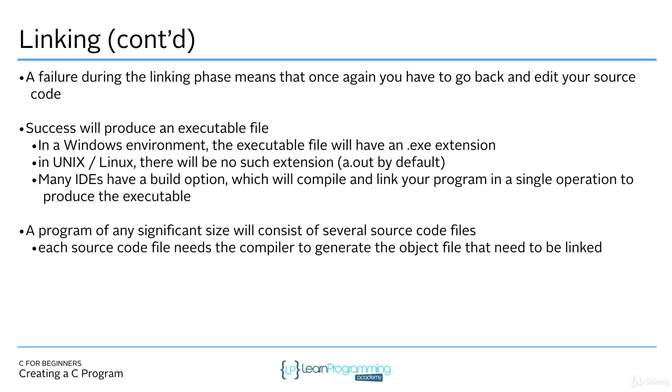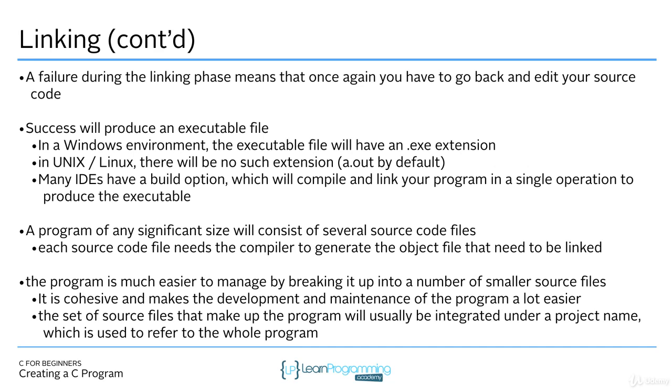A program of any significant size will consist of several source code files. I mentioned this earlier. Each source code file needs the compiler to generate the object file that needs to be linked. The program is much easier to manage by breaking it up into a number of smaller source files. You will want to use many source files, and you don't want a source file that contains 5,000 lines of code. That's not cohesive. That's not easy to manage.